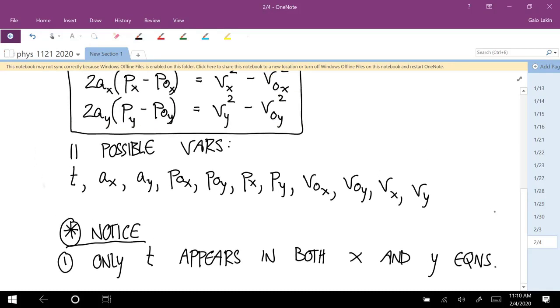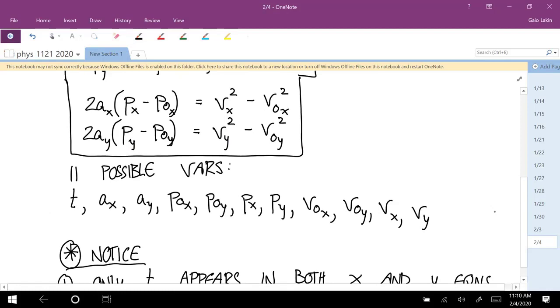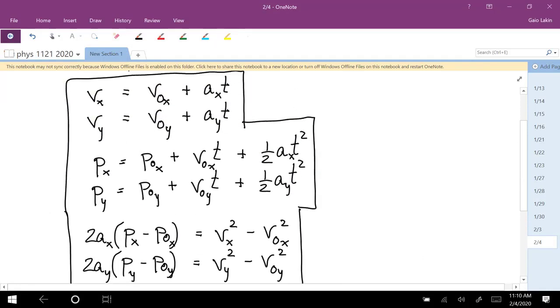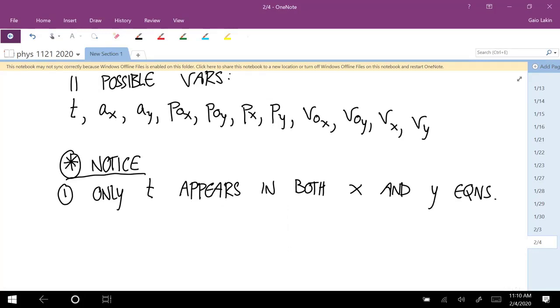Well, it doesn't appear at all in those last two because time doesn't appear in that form. But if you look at the velocity equations and the position equations, no X's are in the Y equations, no Y's are in the X equations. The only thing that you see in both is time.